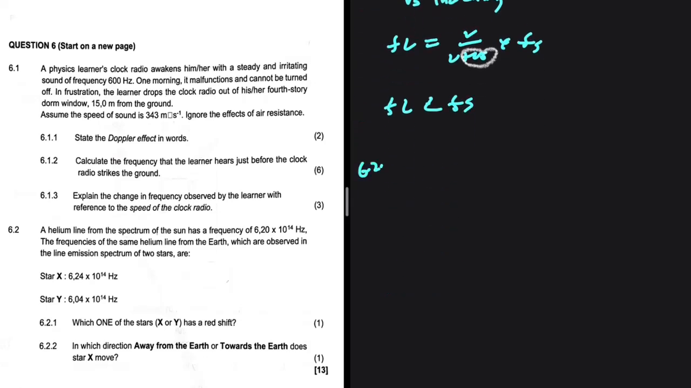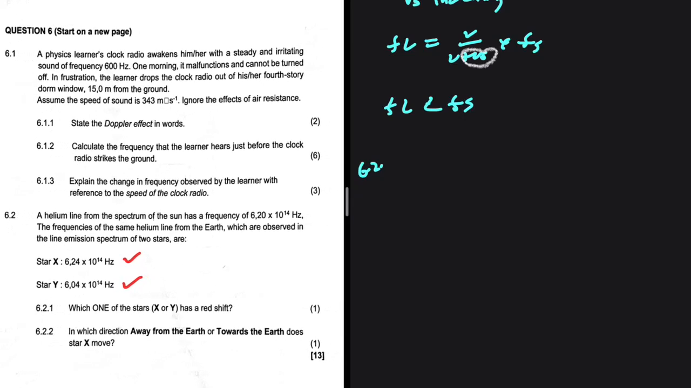6.2. A helium line from the spectrum of the sun has a frequency of 6.2 times 10 to the power 14 Hz. The frequencies of the same helium line from the Earth, as observed in the line emission spectrum of two stars, are: for star X, we have 6.24 times 10 to the 14 hertz, and for star Y, we have 6.04 times 10 to the power 14 hertz. This is an interesting one because instead of having the wavelength, we are given the frequencies of distant stars. Usually it is wavelength, so it is quite an interesting question.